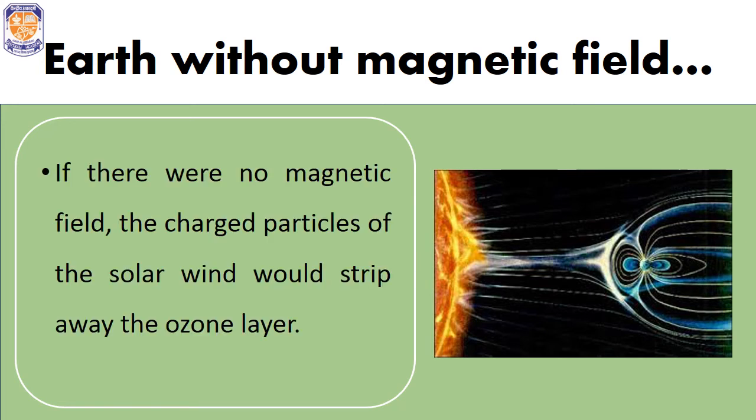Along with that, the charged particles from the solar wind that is coming out of the sun would strip away the ozone layer. And the ozone layer is the one that protects us from ultraviolet radiations. It does not let ultraviolet radiations enter the earth. So as a result, we would all die due to skin cancer. This is why the magnetic field is very important for our planet Earth and us.